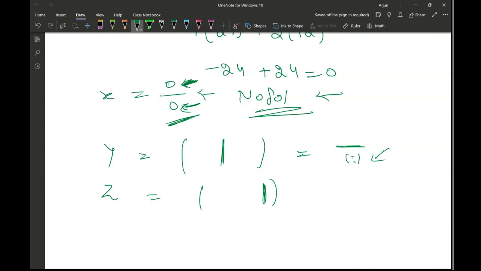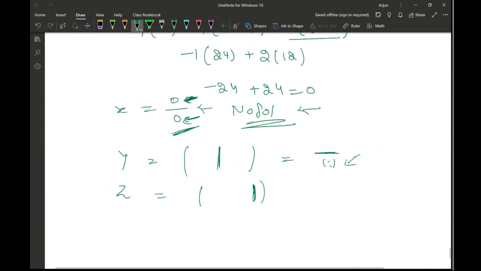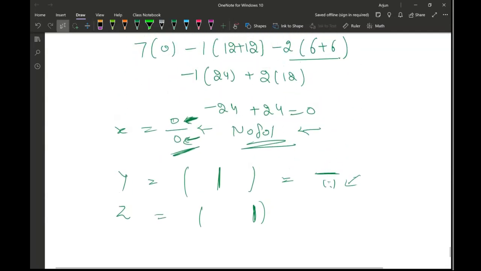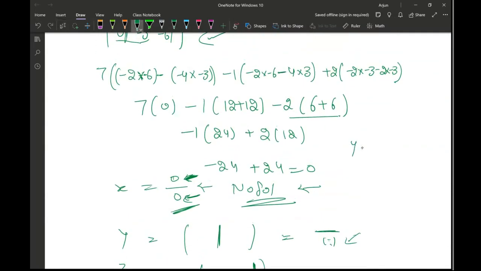If you want more detail, please make sure you watch the Cramer's rule video which I've already posted. All right, now to the next one. Just wanted to give you a heads up: for the second one, if you want to solve for y, you're going to get the value as 312 divided by 0. For z, you're going to get minus 156 divided by 0. So again, there is no solution for this one.